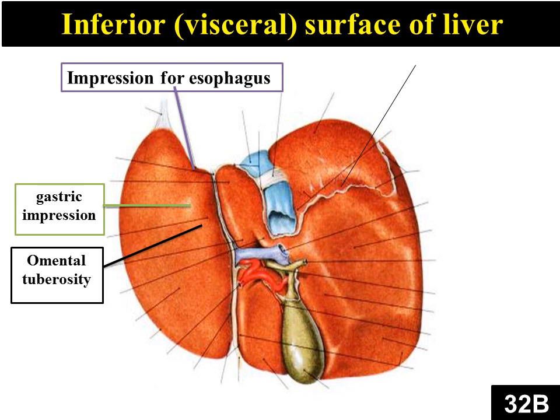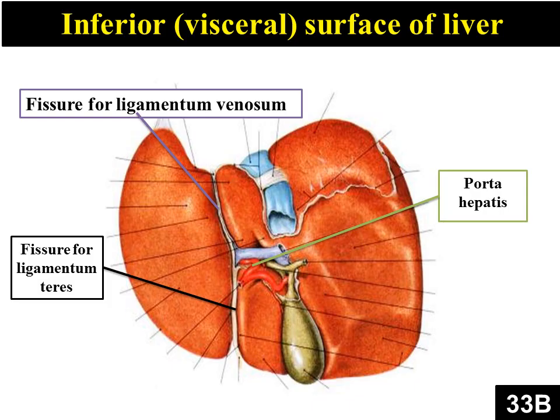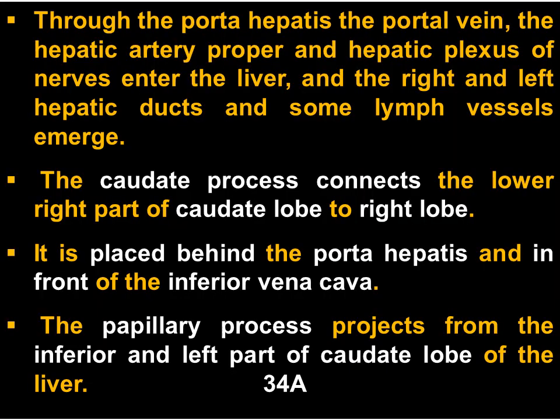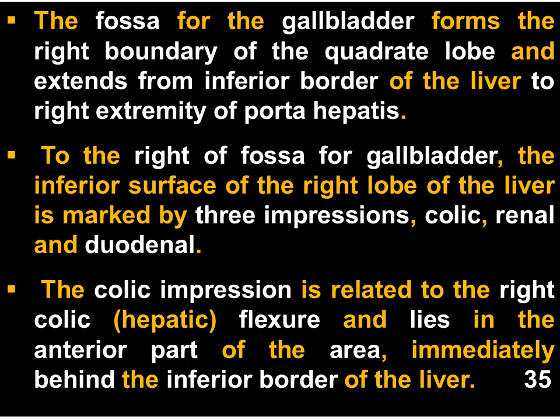هسه نجي على شيء آخر، يعني الامبريشن للجودينال والكوليك. روح على الصورة الأخرى. هذه فشر هذا الليجمنت وهي اللي حكينا عليه والبورتا هيباتيس. نروح على الصورة الأخرى بعد هذه الصورة. You can see the caudate process وهذه papillary process. والcaudate process مثل ما تشوفون تفصل inferior vena cava الجروف ماله عن البورتا هيباتس.